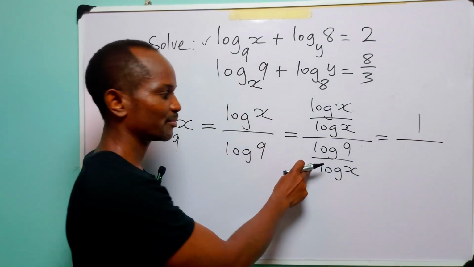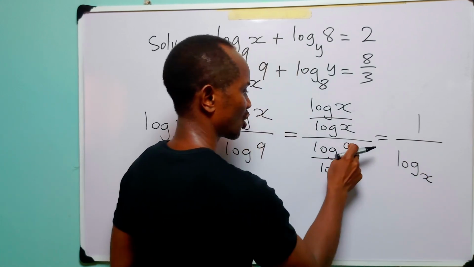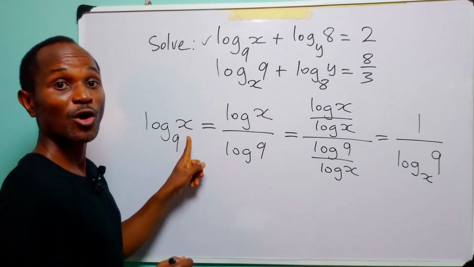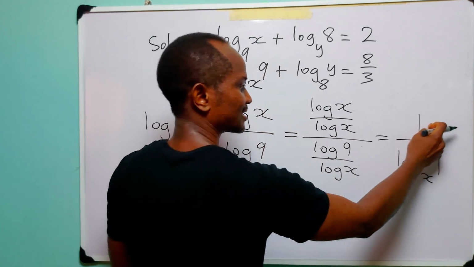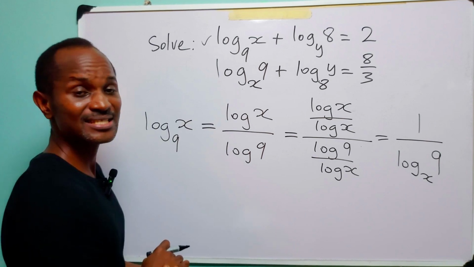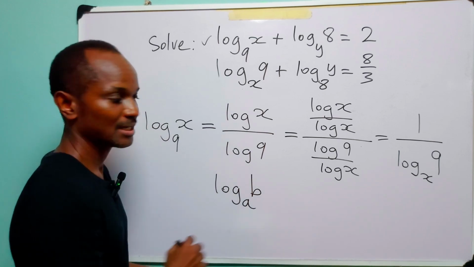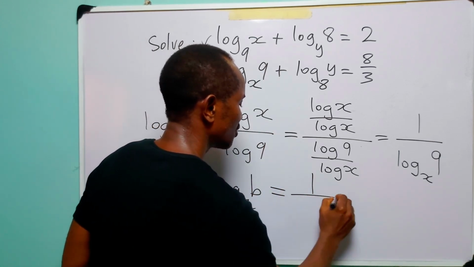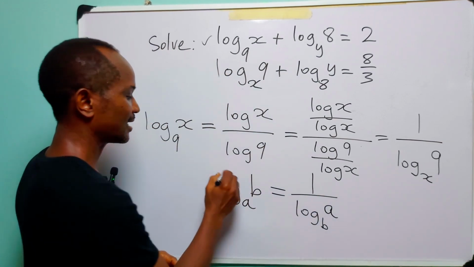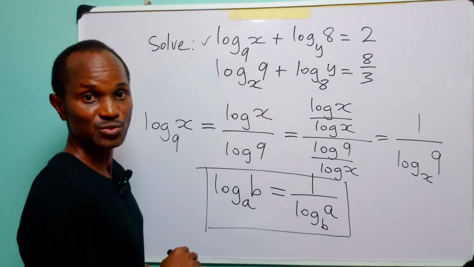We can rewrite this denominator as log to base x of 9. Now, remember that we started with log to base 9 of x, but now we have ended at 1 over log to base x of 9. So we can generalize this by saying that if we have log to base a of b, it must be equal to 1 over log to base b of a. And this is a relationship that is going to be very important for us in solving these two equations.